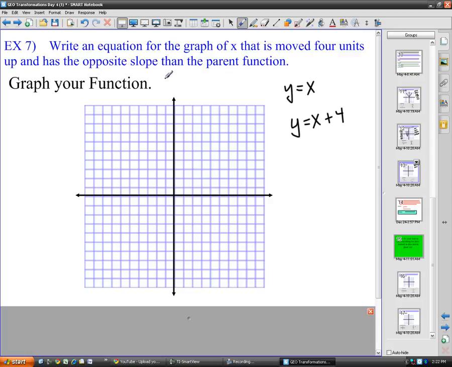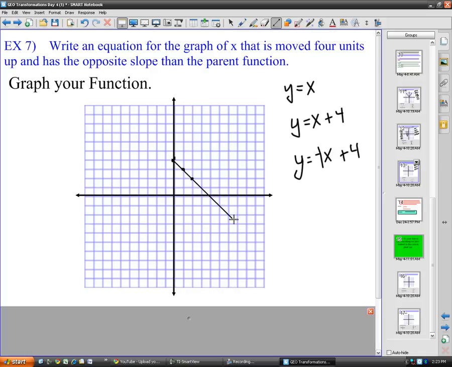Now, I'm not even going to set up a t-table, because I know how to plot this with slope-intercept form. It says start at 4, 1, 2, 3, 4, and go down 1 over 1, down 1 over 1, and then I can grab a straight line and graph it. So it doesn't matter what the graph looks like. It doesn't matter what the function is. Every time the function will follow the same behavior with these.